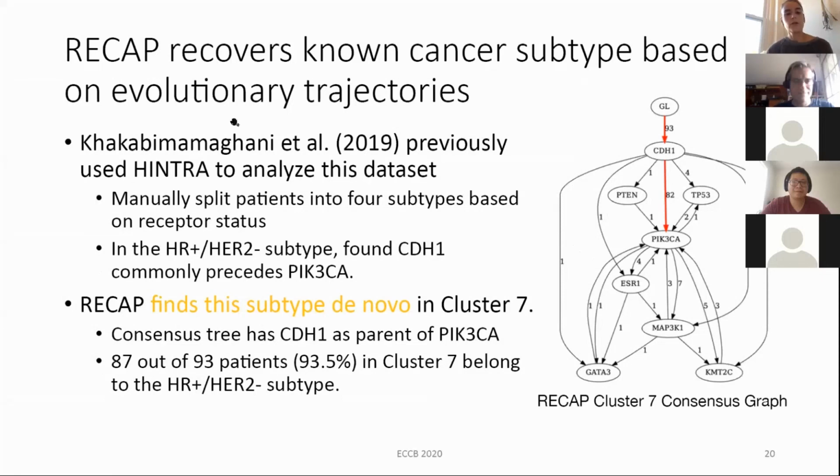And then we also show that Hintra had also been run on this data set. However, they had initially manually split patients into 4 different subtypes based on receptor status. And we show that we recover some similar results and essentially recover one of these receptor subtypes without noting it up front, and also find a similar pattern for this subtype.